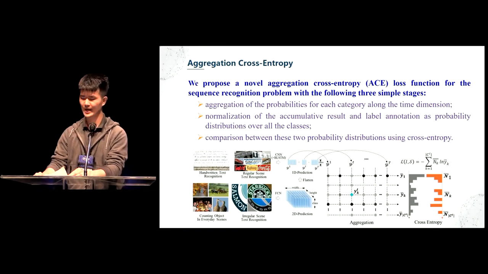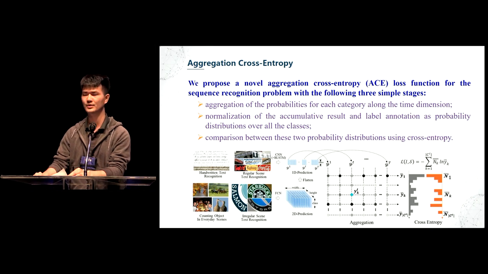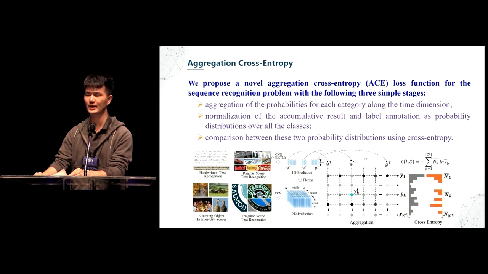Therefore, we proposed an aggregation cross-entropy loss function with only three simple stages. First, aggregation of the probability for each category along the time dimension. Second, normalization of the accumulated result and the label annotation as probability distributions over all the classes. Third, comparison between these two probability distributions using cross-entropy.